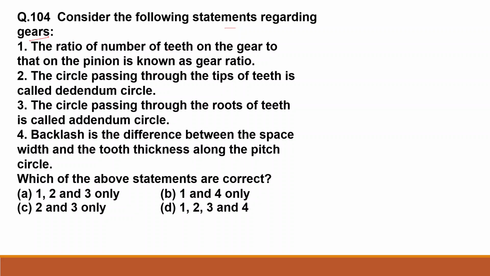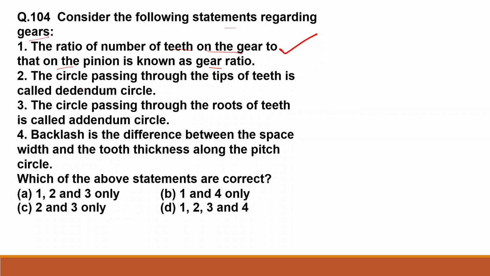The ratio of the number of teeth on the gear to that on the pinion is known as gear ratio. Absolutely, this is right, because gear ratio is equal to teeth on the gear upon teeth on the pinion. Option 1 is right. Now the dedendum circle is given: the circle passing through the tip of the teeth is called dedendum circle. This is wrong, because the circle passing through the tip of the teeth is the addendum circle.